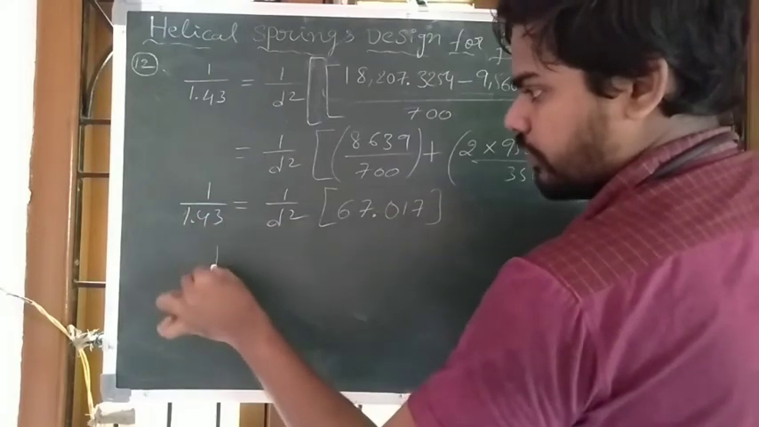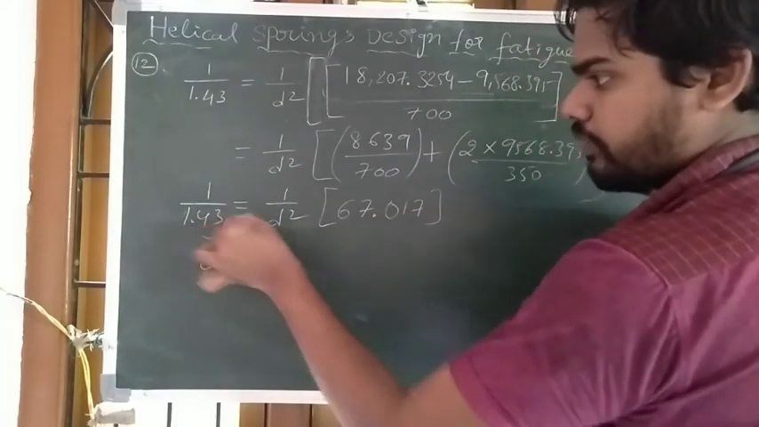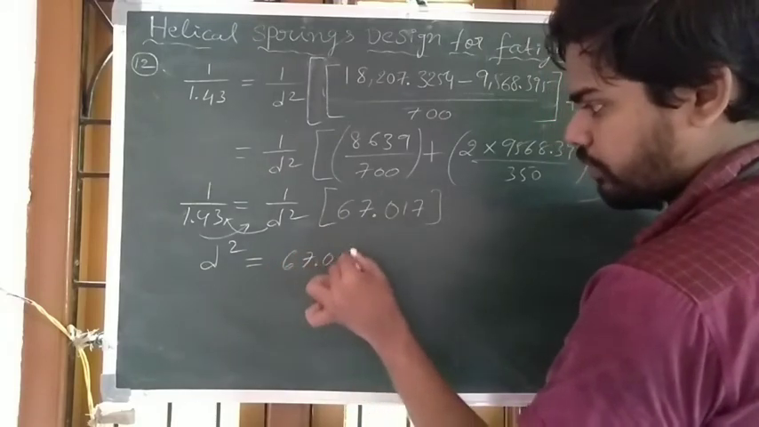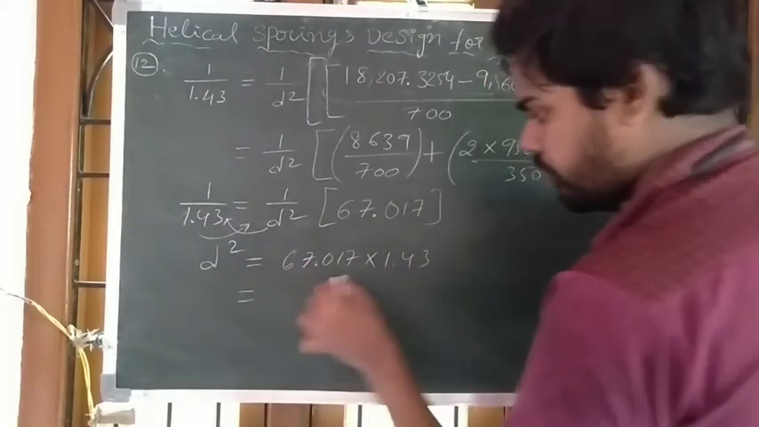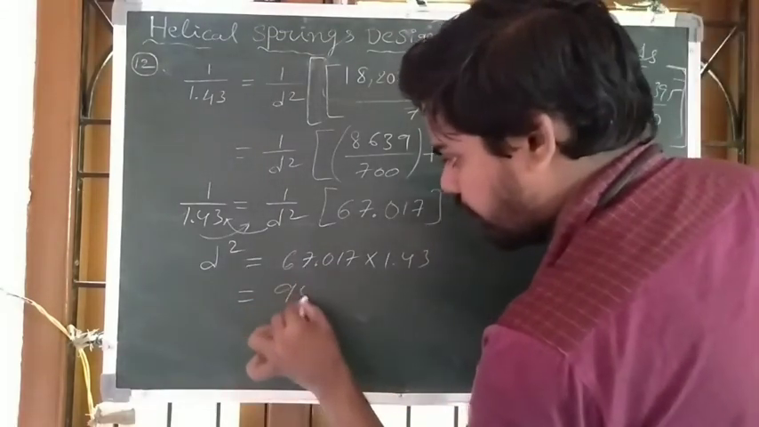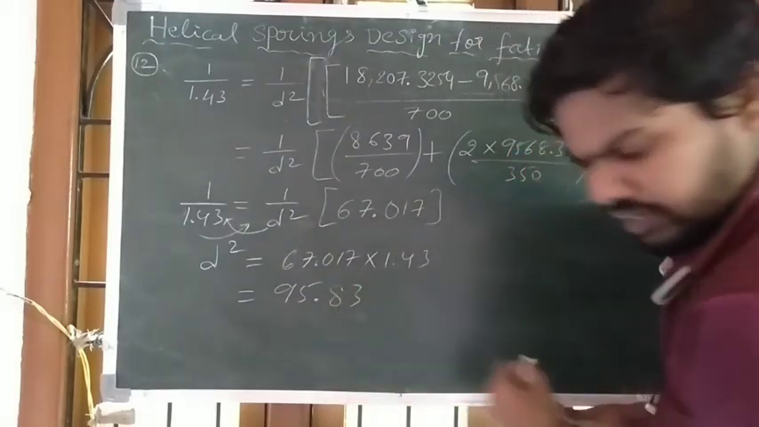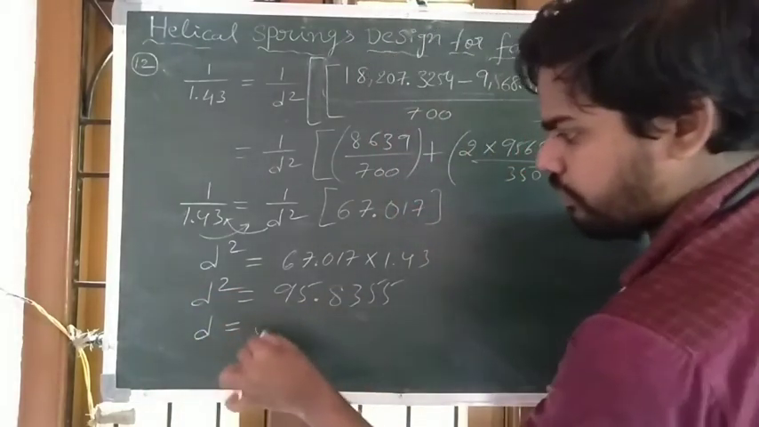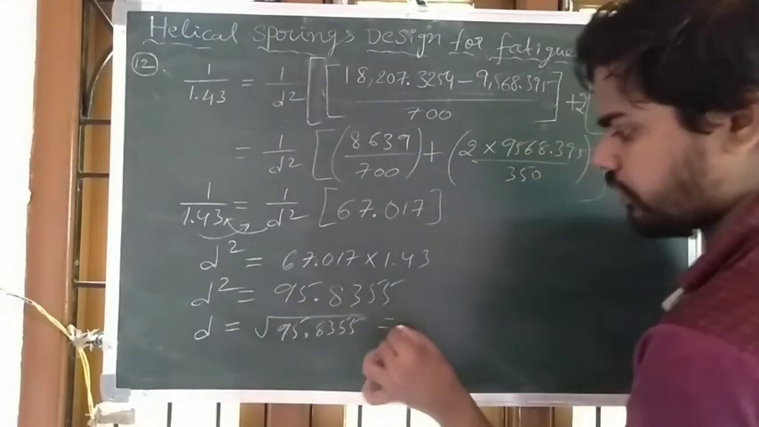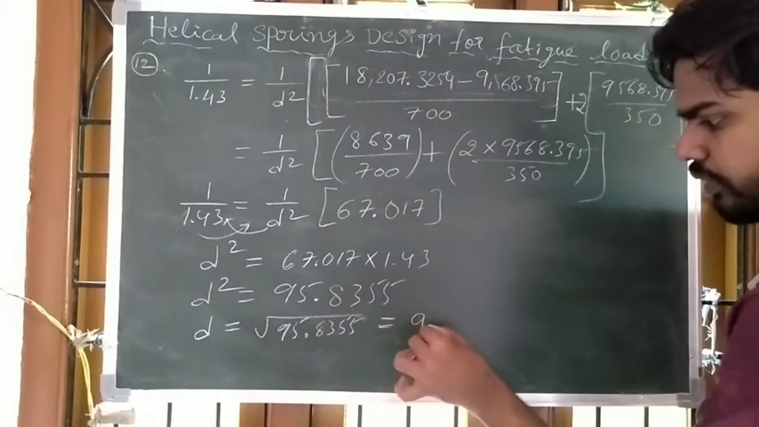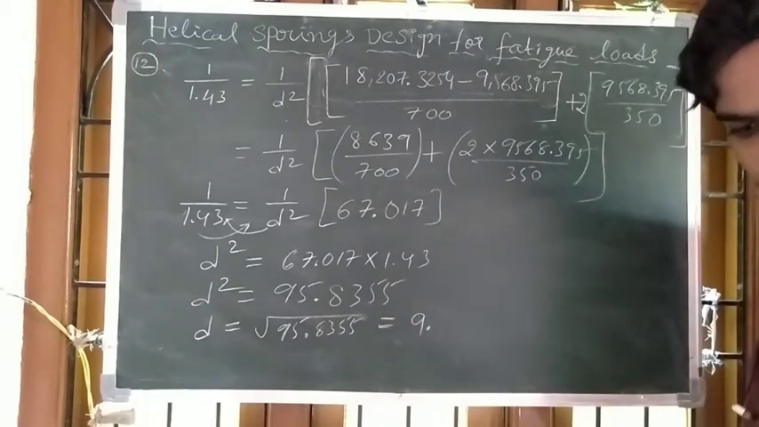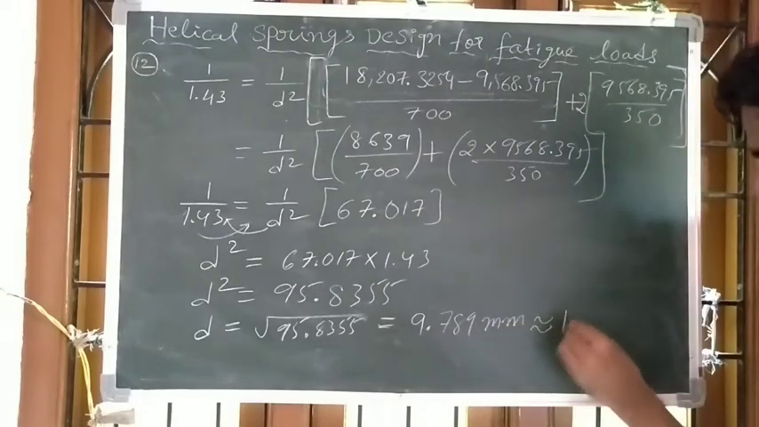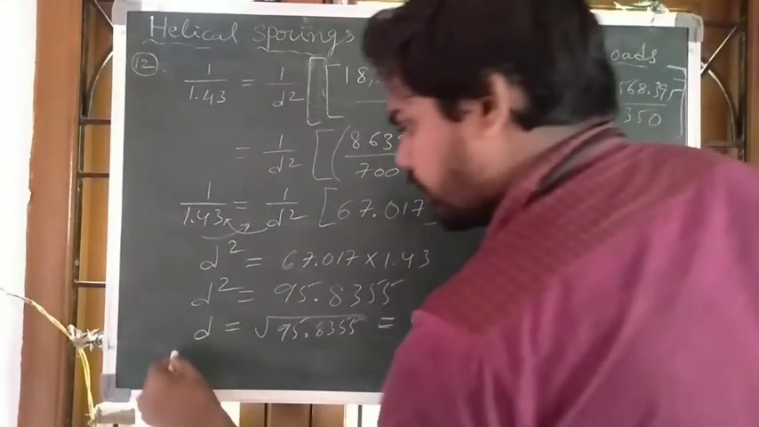So again, if you take your d square to the left hand side and 1.43 to the right hand side, it becomes multiplied with 67.017. So 67.017 times 1.43 will be 95.8355. Then d becomes root over 95.8355, which is 9.789 mm. So nearly equal to, let us say, 10 mm. So this is the diameter of the wire.